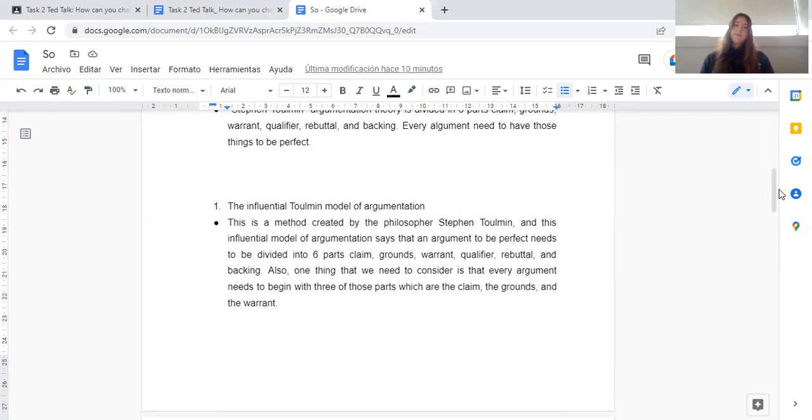Every argument is perfect if it has those 6 parts that I mentioned earlier, but I'm going to mention them now: the claim, the grounds, the warrant, the qualifier, the rebuttal, and last but not least, the backing. Also, in this theory, we need to start the argument with the claim, the grounds, and the warrant to start in a perfect way, and to end in a perfect way, we need to have the other 3 parts. So we need to have the 6 parts to be perfect.